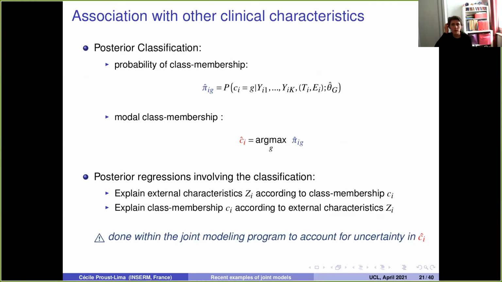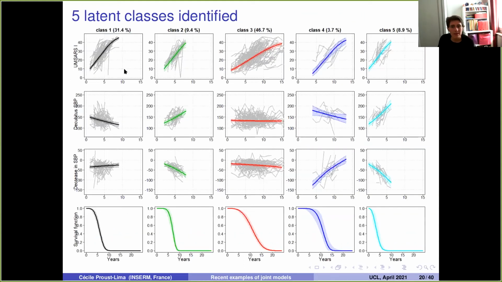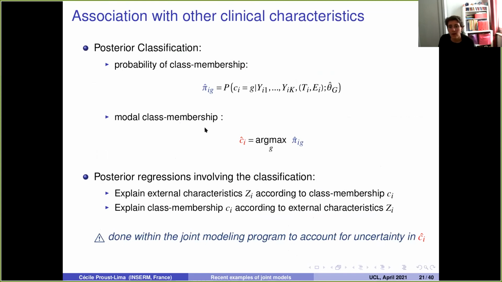So basically, to do that, we can try to associate those classes of progression with other clinical characteristics. How do we do that? We can rely on the posterior probability of class membership. Basically, from all the information we have on a subject, we can say what the probability is that he or she is in latent class 1, 2, 3, 4, and 5. And we can then assign him or her to the class to which he or she has the highest probability to belong. And so that defines a class membership C hat.